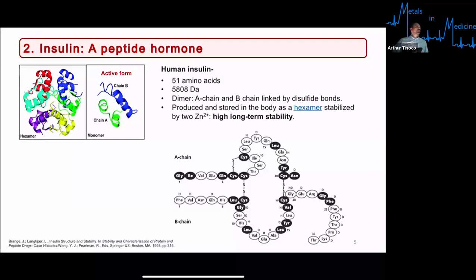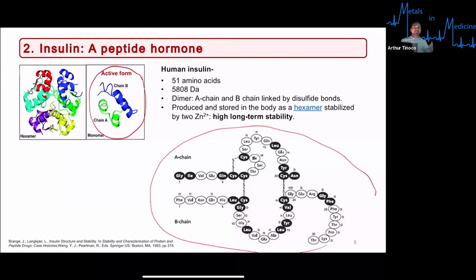In terms of its composition, you can either look at it from this perspective here, or in this depiction here, where it consists of two chains. These monomeric subunits interact with one another, forming a dimeric unit consisting of the A chain and the B chain. What links these two chains together is the formation of disulfide bonds. And here's a representation of these disulfide bonds that exist between the two chains.